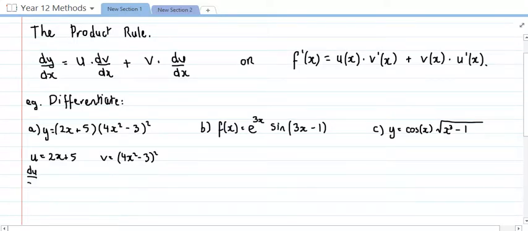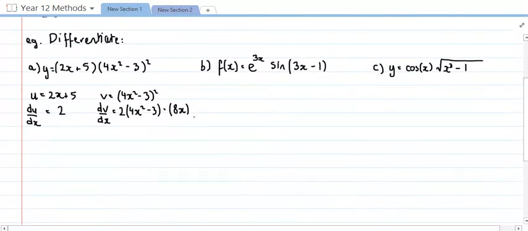The first one gives me du dx, which is just 2, and the second one gives dv dx, which, using the chain rule, or perhaps making it a bit easier, the 2 is going to move down the front, leaves 4x squared minus 3, but then we need to multiply by the derivative of the inner function, which is just 8x. So I'm going to make that look a little bit nicer. That's going to be equal to 16x out the front of 4x squared minus 3.